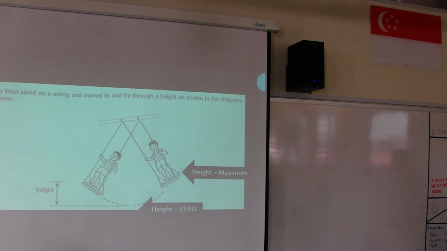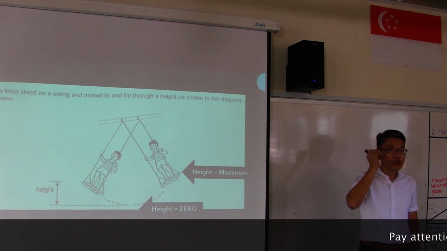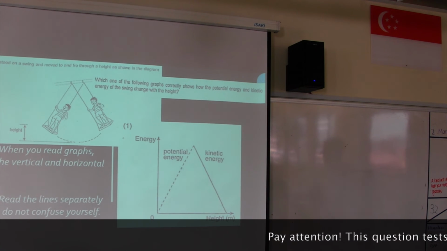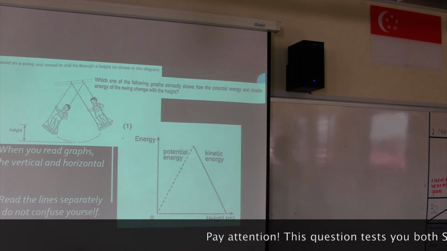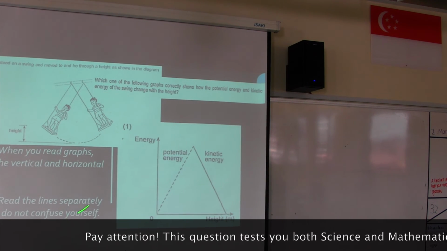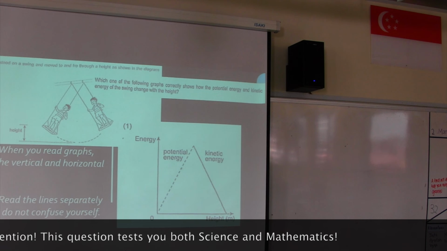Now let's take a look at them one at a time. I find this question not easy to do because there are so many graphs to read, and in each graph there are two different lines. Let's try to understand this. I give you two tips now. When you read graphs, you have to read the vertical axis and the horizontal one. The vertical one here tells you it's all about energy. The horizontal one is all about height.